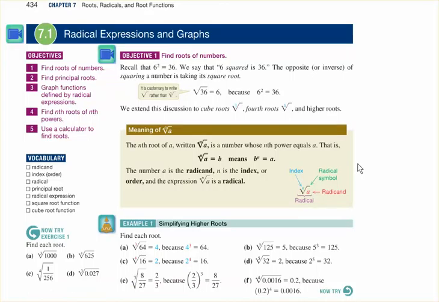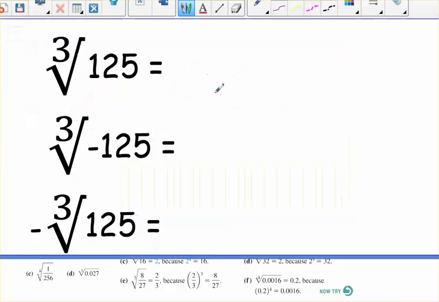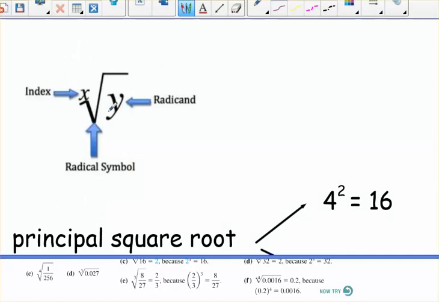So here on page 434, you're going to see the definition of what the radical is. And so here I'm showing you a couple examples. The way that I like to think about it is when you have a radical, the symbol here itself is called the radical symbol. And this number here that's sitting above the radical symbol, that's the index. And the number inside of the radical symbol is called the radicand.